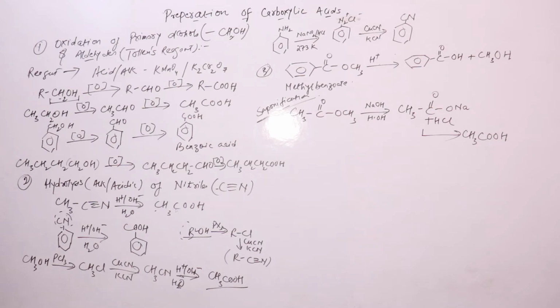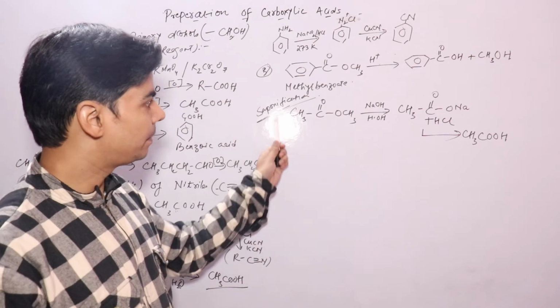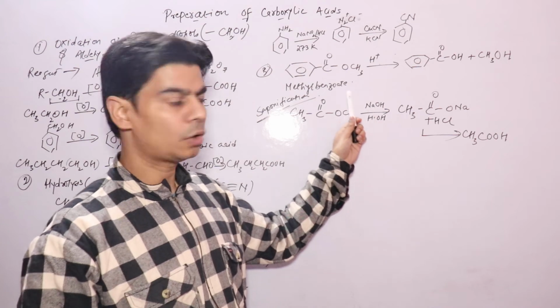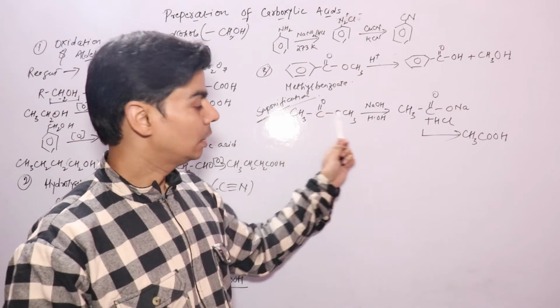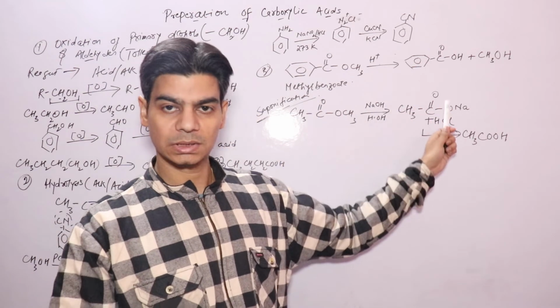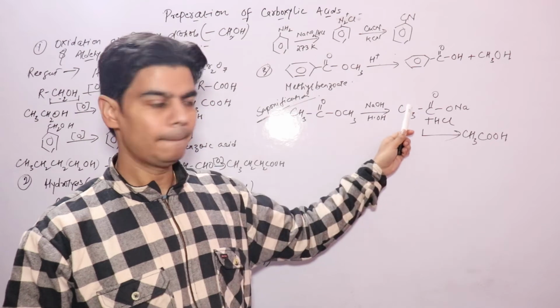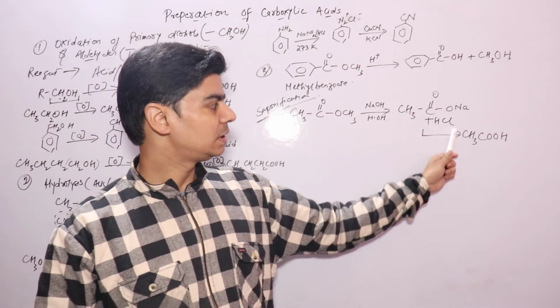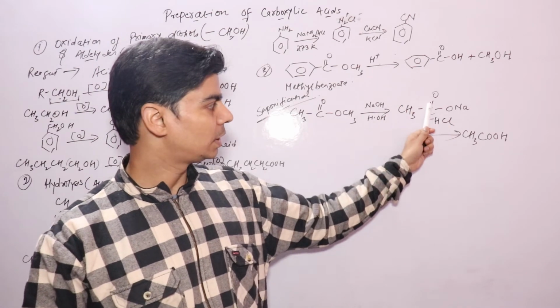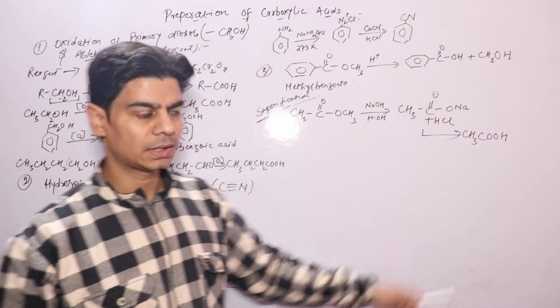Now let's look into the other method. This is important, just remember alkaline hydrolysis of ester is saponification. First it will form a soap, which is a sodium salt of carboxylic acid, which will undergo acid hydrolysis. In the presence of acid, it will undergo hydrolysis to give you carboxylic acid.